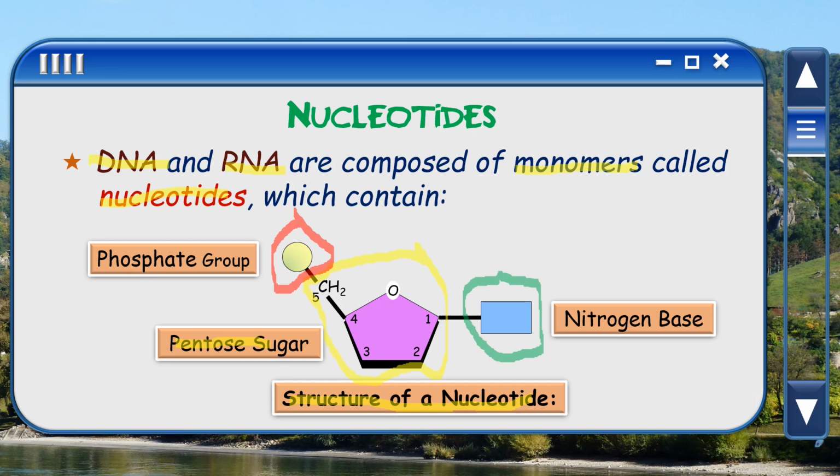So a nucleotide consists of a phosphate group. It consists of a pentose sugar and a nitrogen base. So that's why we are saying that DNA and RNA are composed of a monomer, which is called a nucleotide. The whole of it is a nucleotide.